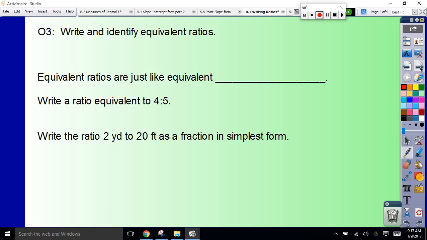On to objective 3, write and identify equivalent ratios. It asks us to write a ratio equivalent to 4 to 5. Equivalent means what? Equals. Equals or same as. Equivalent ratios are just like equivalent fractions. So if we are writing a ratio equivalent to 4 to 5, we can think of that as the fraction 4/5. Any fraction that is equivalent to 4/5 is also an equivalent ratio.